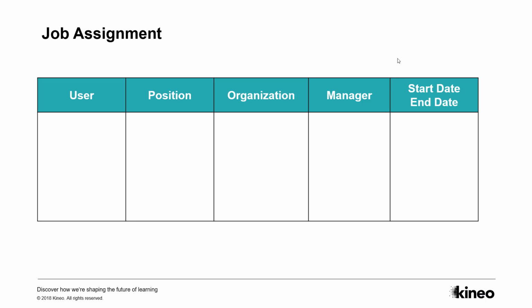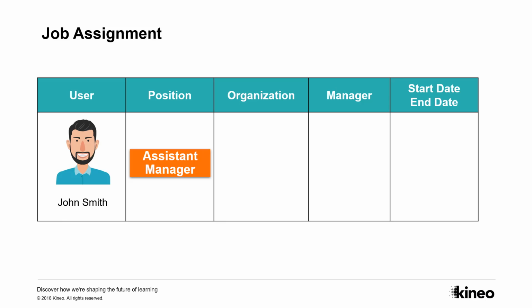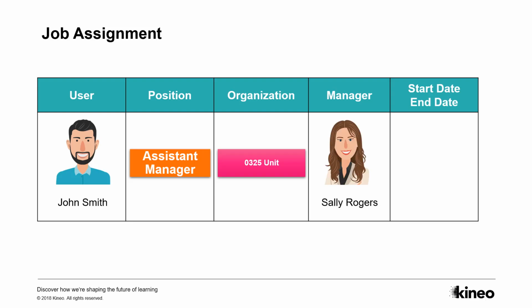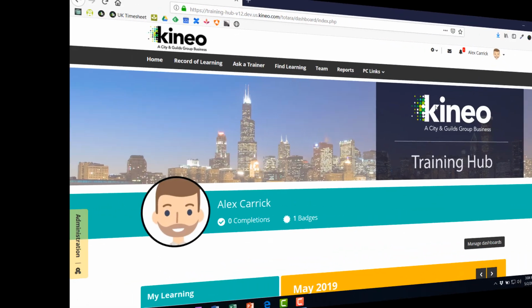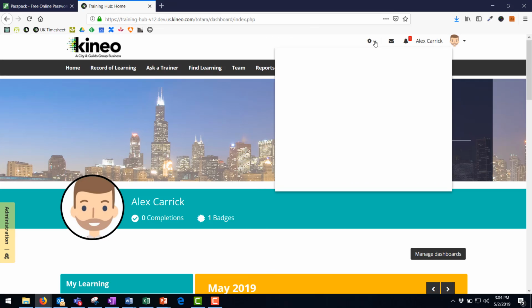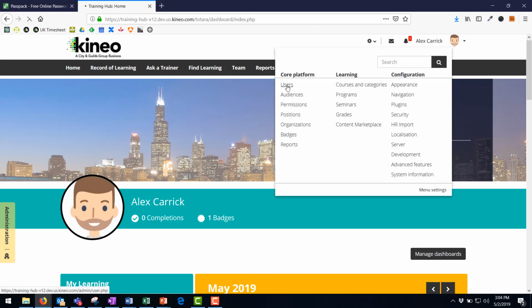For example, we have our user, John Smith. John's job title at his organization and his location in the positional hierarchy is Assistant Manager. His physical location within the organizational hierarchy is 0325 Unit. We can also set a manager for John as well as a start and end date. To create a job assignment, we'll go to Site Administration, Users.